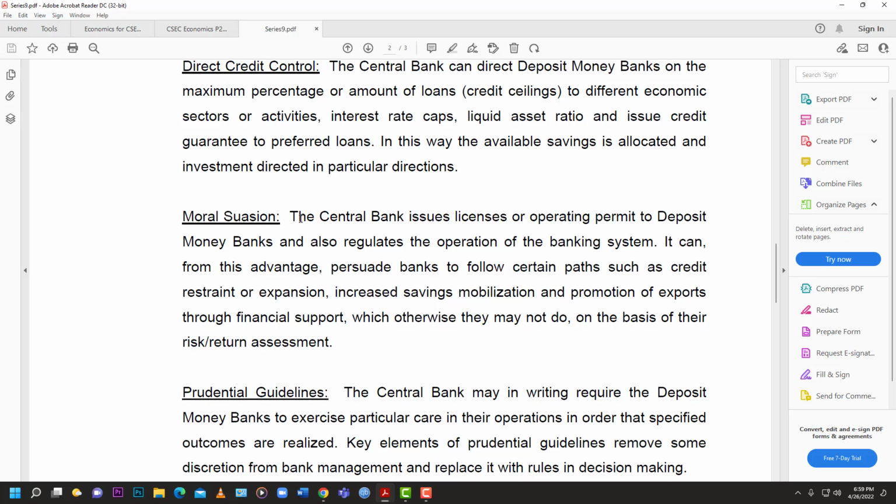Expand credit, reduce this, do that, have a promotion, that kind of stuff. Just encourage them. They don't have to do it, right? Because they are private entities either way. But the central bank can encourage certain behaviors of the commercial banks, right?